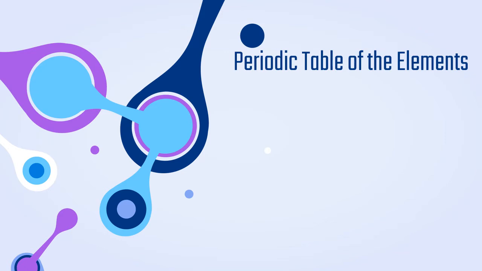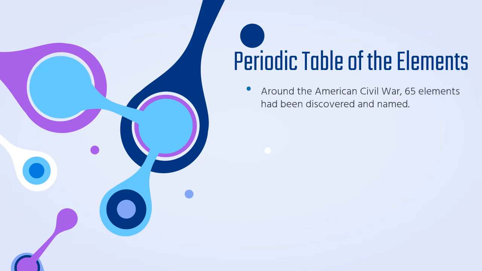So the periodic table of the elements is what is used to classify and to group together elements. But how did it come about? Well, around the time of the American Civil War, there were about 65 known elements. 65 elements that had been discovered, had been given names. People figured out what they were. Scientists could see clearly that certain elements were similar to others. They had characteristics that made them very much like other elements.